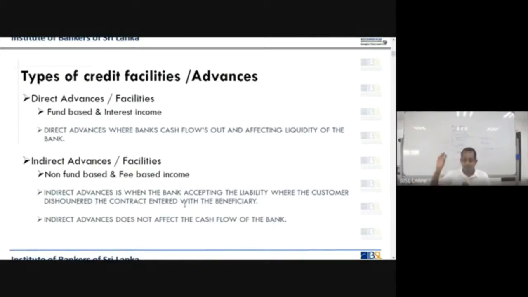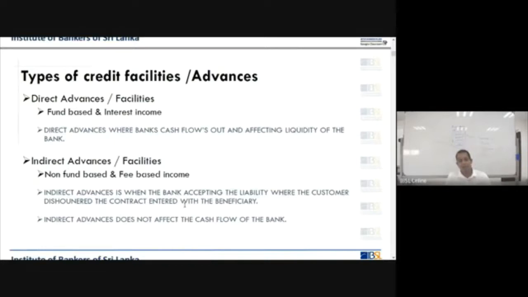If the customer does not pay, or like we say, if the customer dishonors the other party, we will assume the liability and we will pay. As an example, we can say bank guarantee, right? There are several types of bank guarantees. I will just tell you about the trading bank guarantee, right? The normal bank guarantee, what we all know.